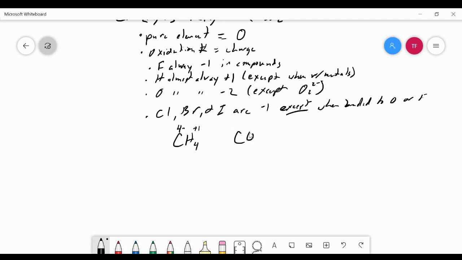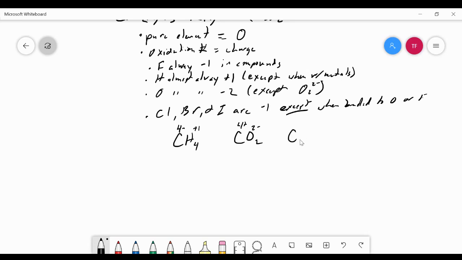What about in carbon dioxide? Let's look at carbon dioxide. In carbon dioxide, oxygen is -2 because oxygen's almost always -2. So if we have 2 atoms, each with 2 negative charge, that makes carbon 4 positive in this particular case. So carbon is 4 positive.